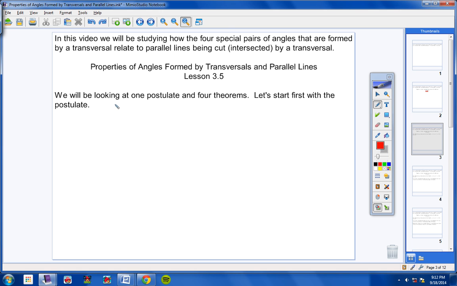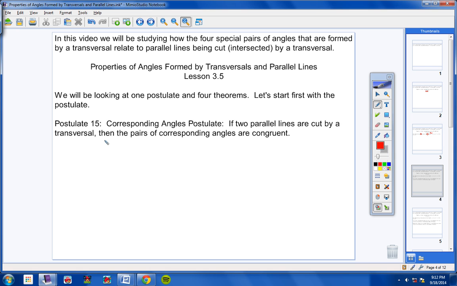We will be looking today at one postulate and four theorems. Okay, one postulate and four theorems. We're going to prove one of these theorems. Okay, contain your excitement. Let's start with the first postulate. Okay, would you copy this in your notes, please?